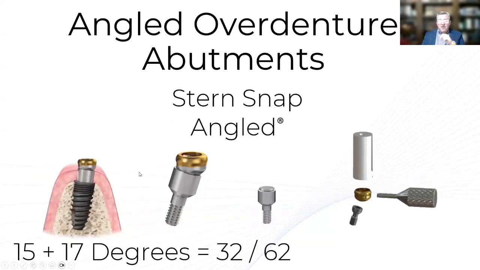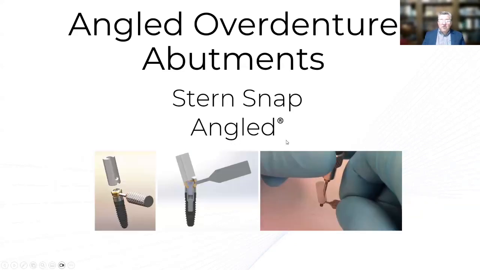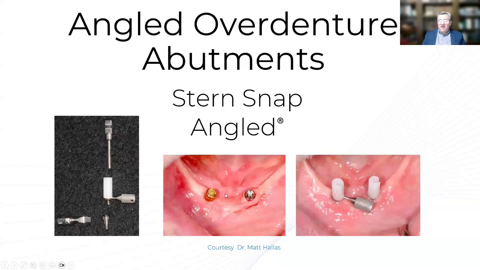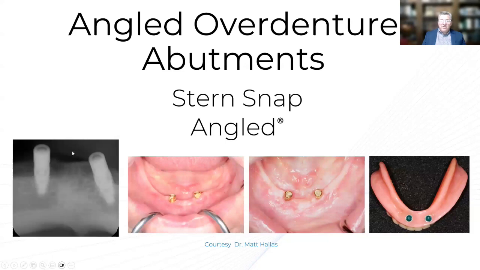But the Stern product has an angled. So now this is a variable angled. This actually has a multiple part here where you can adjust it up to 17 degrees. So you have 15 degrees inside the cap, 17 degrees on the angle correction, and you get about 32 degrees per implant. And between 2, you could have up to 62. And this goes in looking like that, where you've got 2 parallel abutments, where you started like this. You can end up something like this, something close to parallel, and you can have a great parallel retentive overdenture.